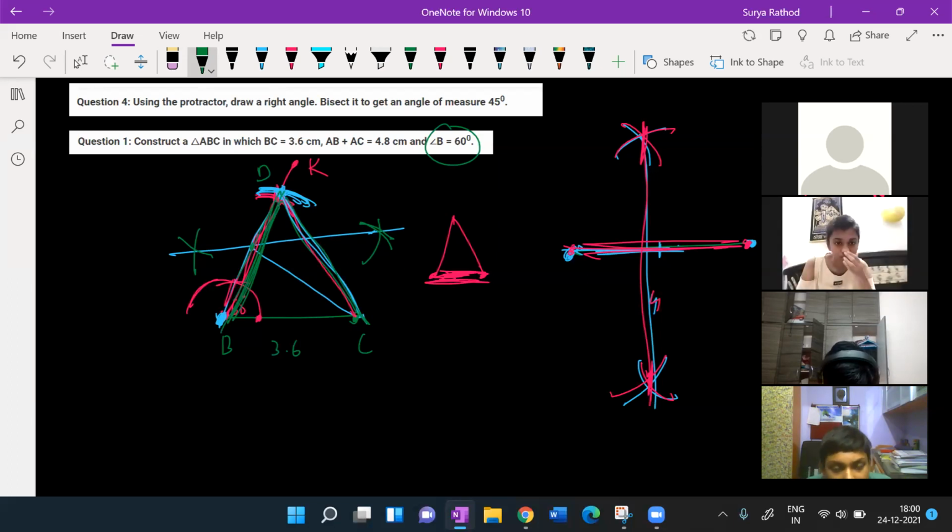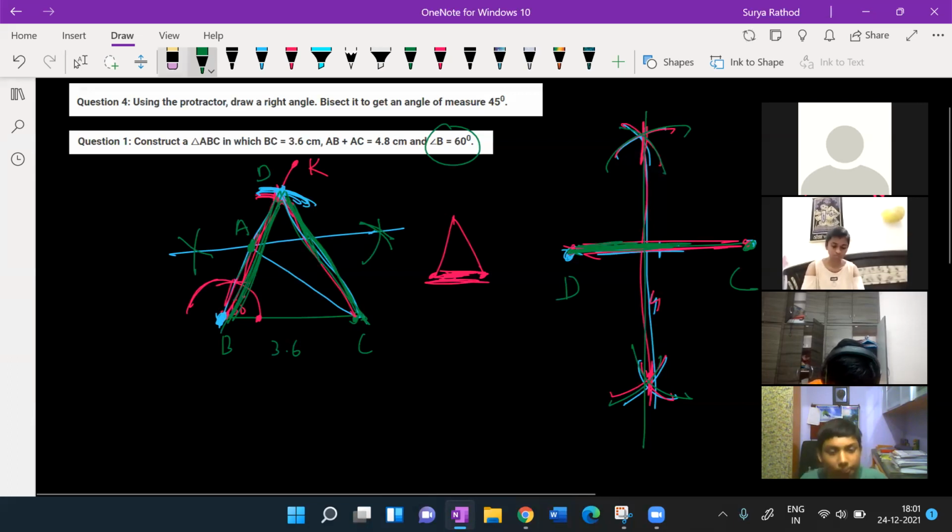I took this point as A here. How did you get this point as A? I have to draw the perpendicular bisector of DC. How should I draw the perpendicular bisector of DC? Let's say this is my D and C. I'm taking more than half radius, drawing an arc here and an arc here. From this point, drawing an arc here and an arc here, joining these two like this.